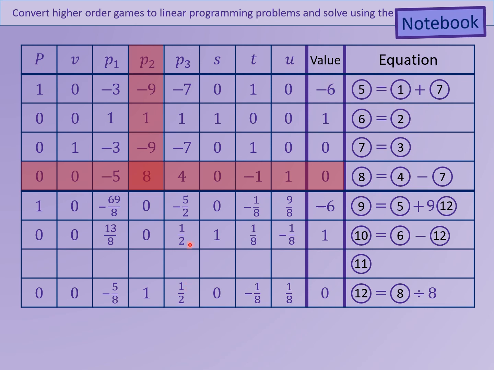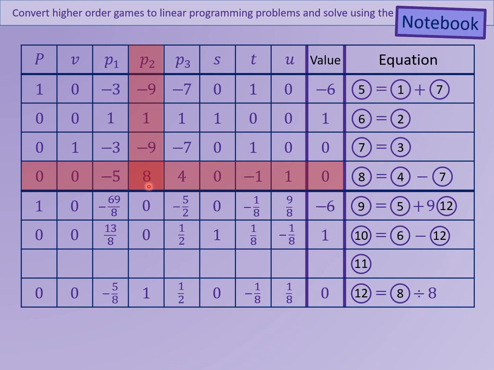1 take away a half is a half. 1 take away 0 is 1. 0 minus -1/8 is +1/8. 0 minus an eighth is -1/8, and 1 take away 0 is back still 1. Okay, so there we go. I've got that column row drawn out.